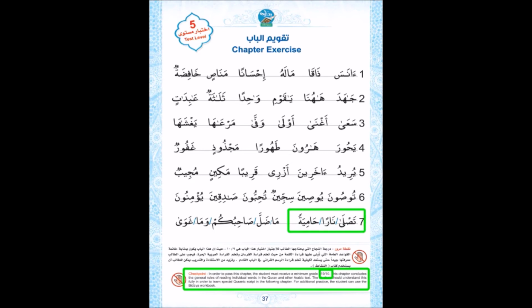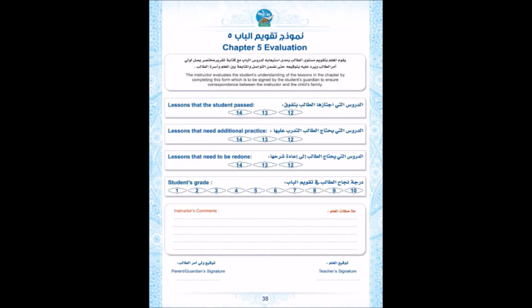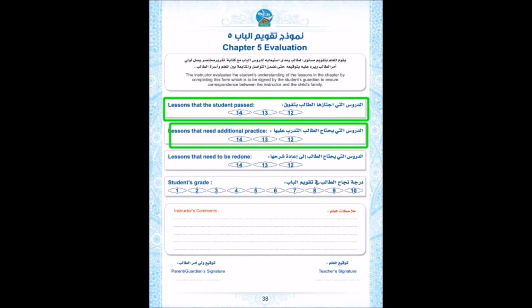Also, as usual, we have on the next page of this test the evaluation for chapter 5. We will take note of the lessons that the student has completed to perfection almost, and the lessons that need additional practice, and in this box, lessons that need to be redone. Basically, these need to be re-explained by the instructor in a different way. Possibly the student needs a different form of instruction, maybe more focus on the hand motion, or to review certain concepts previously in the book.